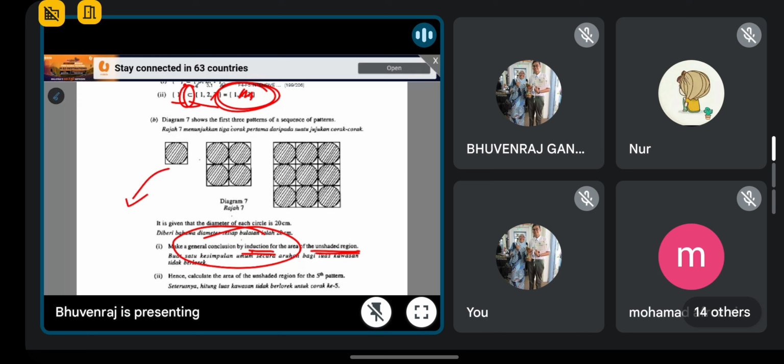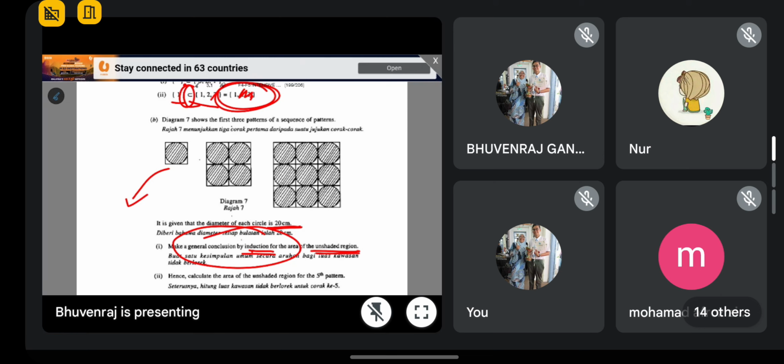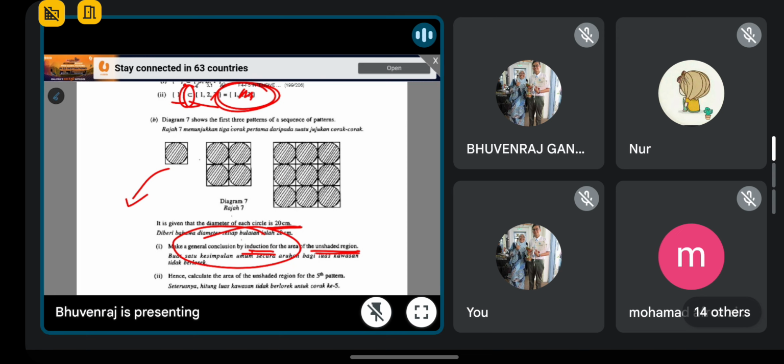Okay, so can you tell me guys the expression, if you understand, for the first pattern, how to find the unshaded region? Cuba bagi tahu saya ungkapan dia. You can give it in the simplest form, bentuk termudah. They want the area of the unshaded region, kawasan tak berlorek. And they give you that the diameter is 20, so you should know already. This one is considered one of the harder questions in this chapter. Satu aras lebih tinggi. If anyone is stuck, please tell. Kalau tak tahu macam mana nak selesaikan yang ni, boleh bagi tahu juga.